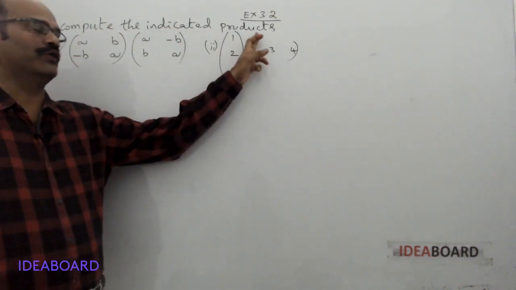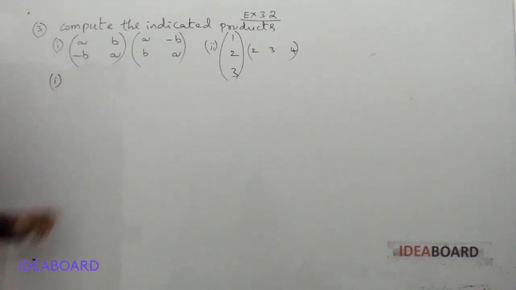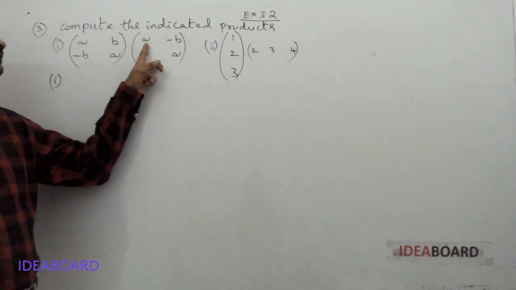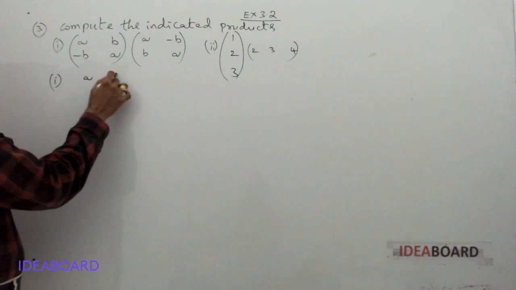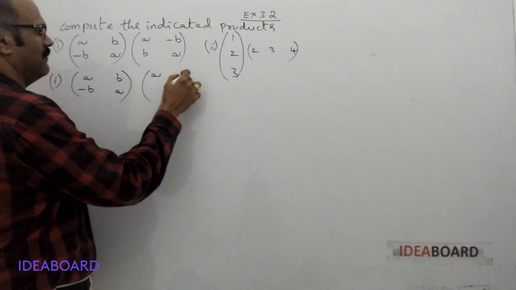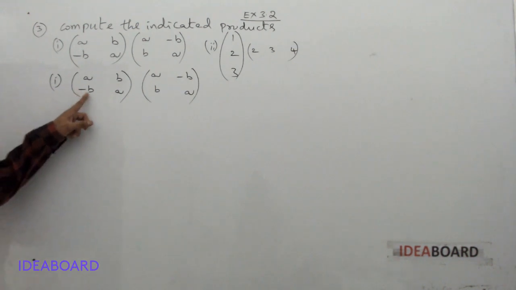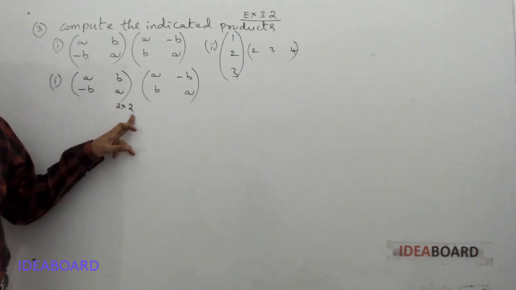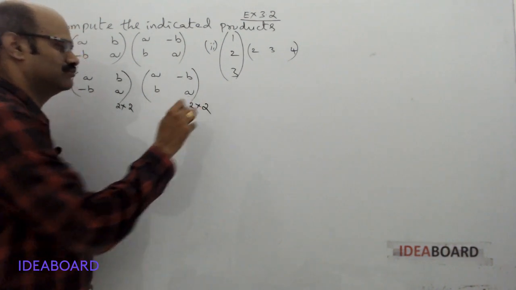Compute the indicated products. 1. First one is given that the matrix AB minus BA into the matrix A minus B, BA. We need to multiply these two matrices. The order of this matrix equal to 2 by 2. The order of this matrix equal to 2 by 2.